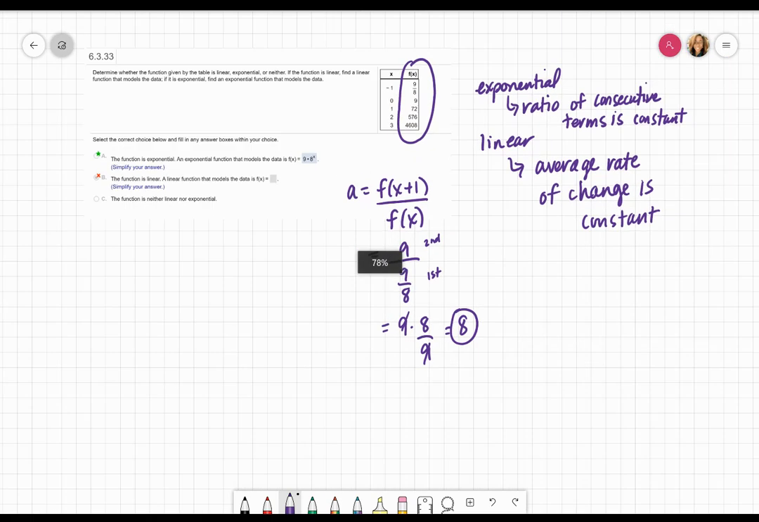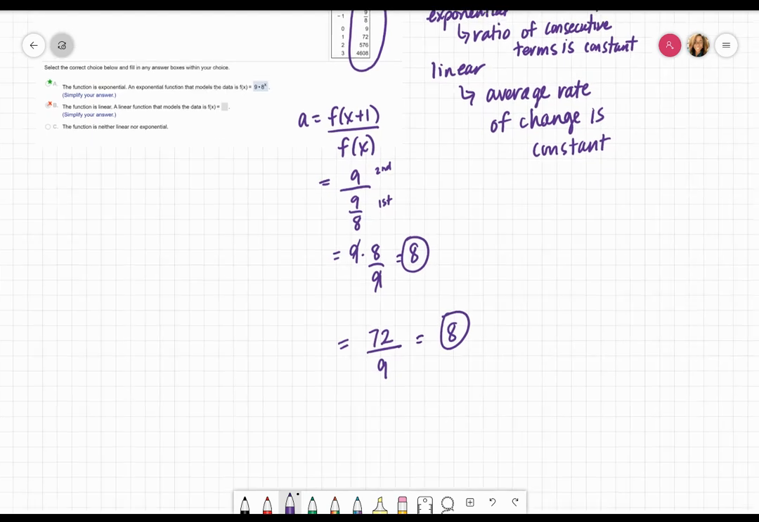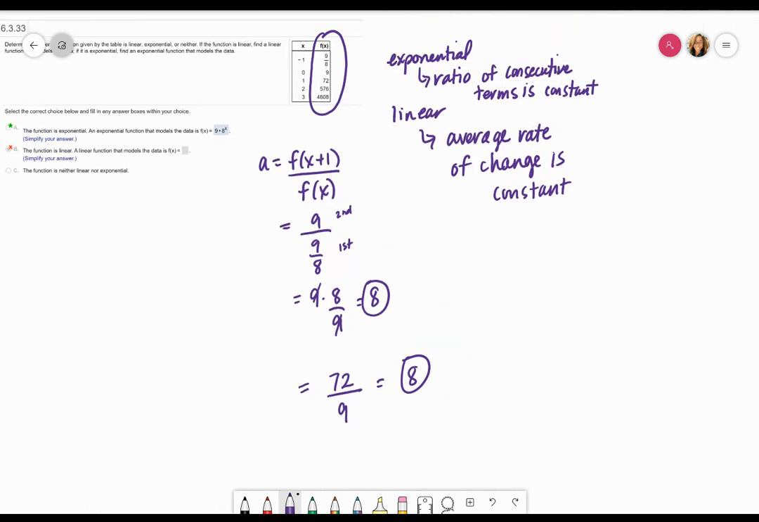To check to see if that ratio stays constant, I'm going to do the next terms. So I'm going to do 72 divided by 9, and that also gives me 8. Then the next one, which is 576 divided by 72. That's also 8. And then 4,608 divided by 576, and that's also 8. So my ratio of consecutive terms is constant, so I do have an exponential function.